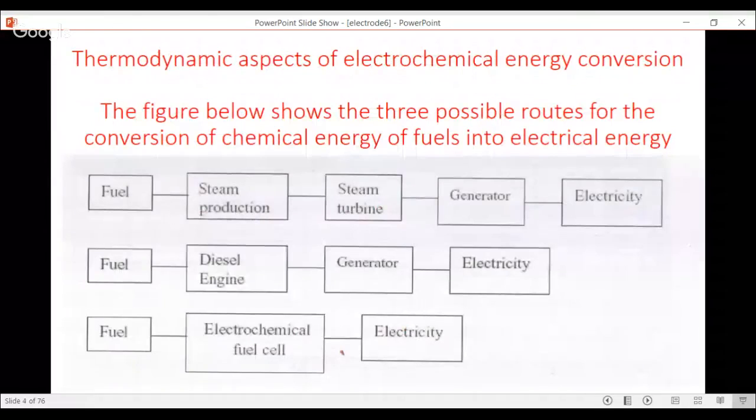Now, the fuel, if I were to take the fuel, let us take only 1 and 3. The 2 is only a modification of 1. So if I take 1 and 3, the fuel is combusted to produce steam. The steam is used in a steam turbine, then it drives a generator, and then it is converted to electricity. Whereas in an electrochemical reaction that takes place at the electrode surface, the fuel is directly converted to electricity. Here is the problem that is there.